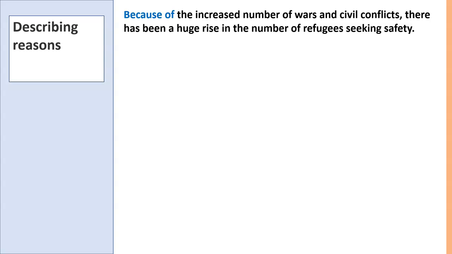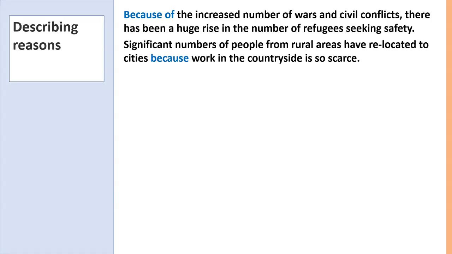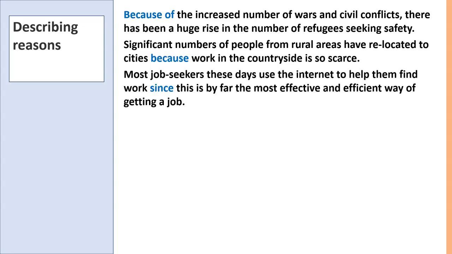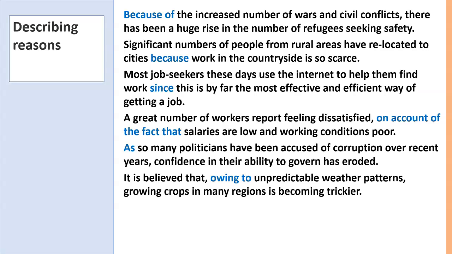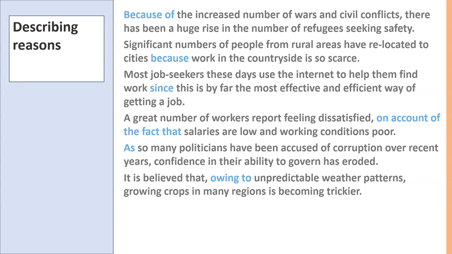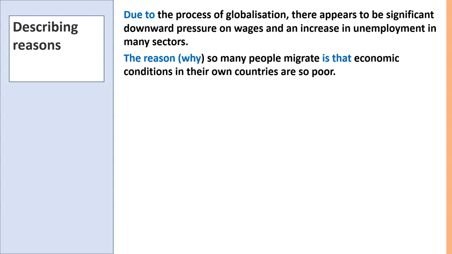So we can use because of when we follow it with a noun or noun phrase. We can use because with a clause, so work in the countryside is so scarce. And we can use since and also on account of the fact that. We can use as and owing to. And owing to is very similar to due to.